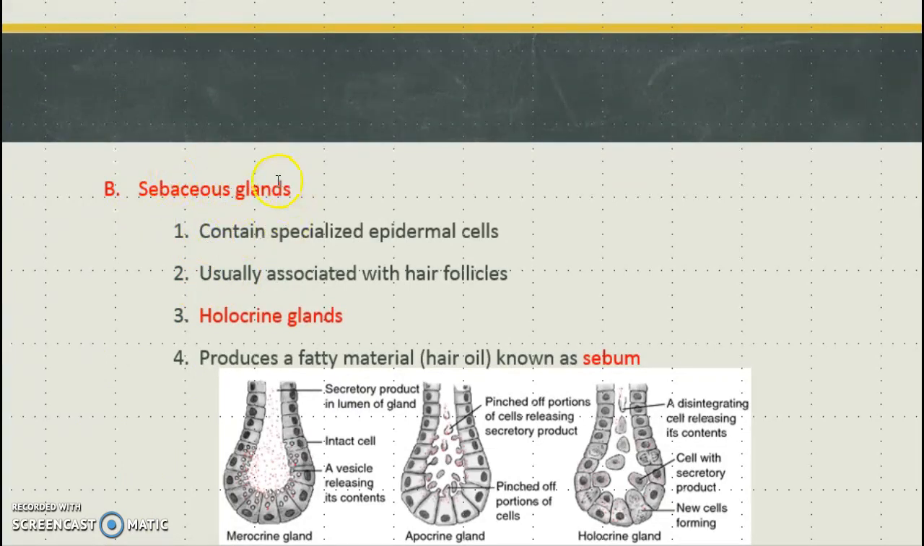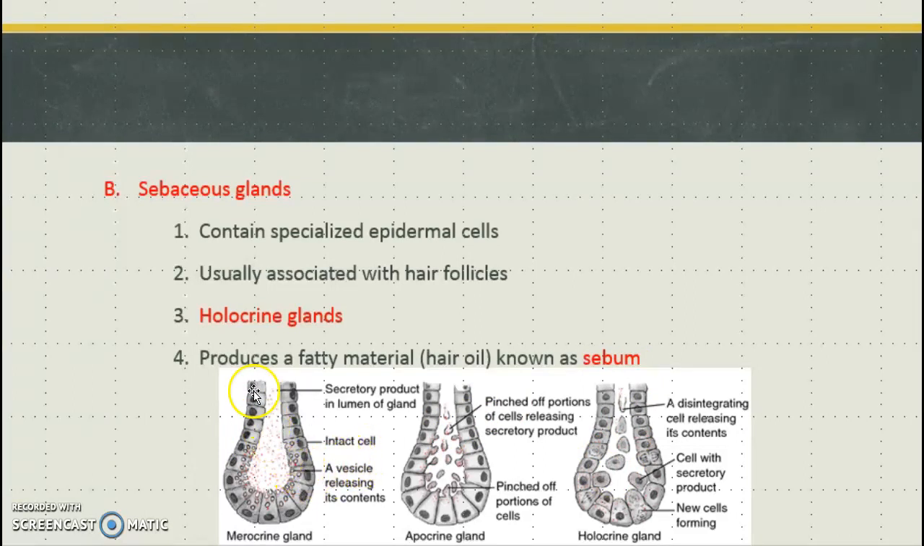And before we talk about sebaceous glands, I wanted to touch on the three possible ways that glands can operate. And they're shown down at the bottom here. First off, there are merocrine glands, apocrine glands, and holocrine glands. They all release products, they all secrete things. The difference is how they actually secrete their substances.